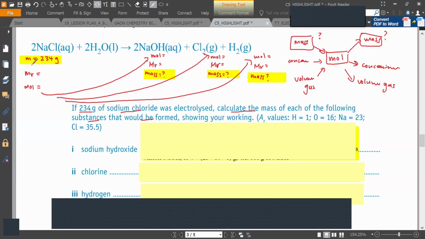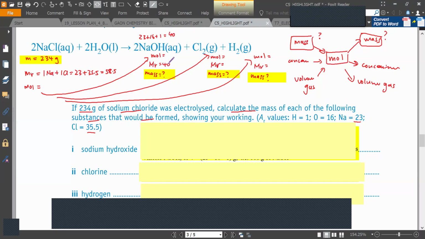Okay, so first, the MR of sodium chloride is 1 sodium plus 1 chlorine, sodium is 23, chlorine is 35.5, so this is 58.5. Then sodium hydroxide is sodium 23 plus oxygen 16 plus hydrogen 1. So 23 plus 16 plus 1, this is 40.